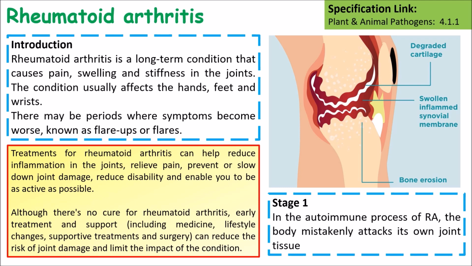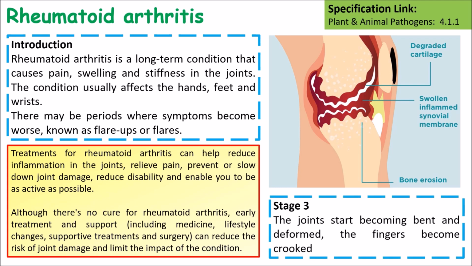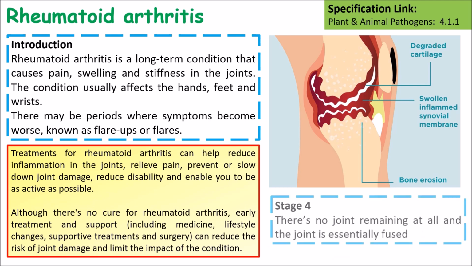The first thing that happens in the autoimmune process of rheumatoid arthritis is that the body mistakenly attacks its own joint tissue. In the second stage, the body makes antibodies and the joints start swelling up. That is followed by the joints becoming bent and deformed. Fingers can often become crooked at this point. And finally, when there's no joint remaining at all of the joint junctions, the joint is essentially fused together and can no longer move.